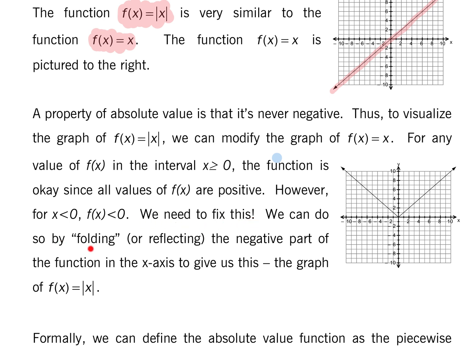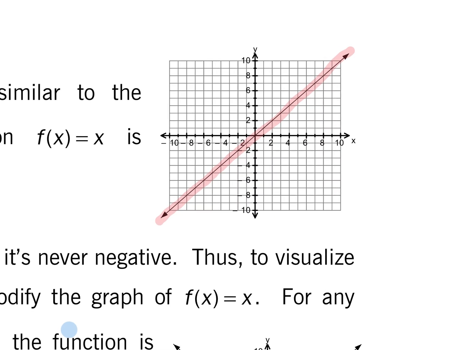And we do it by folding, which isn't the mathematical term. The mathematical term would be reflecting. We reflect the chunk of the graph right here that's negative. We reflect it over the x-axis. So it's going to be something like this. Now it's going to look like a big V.